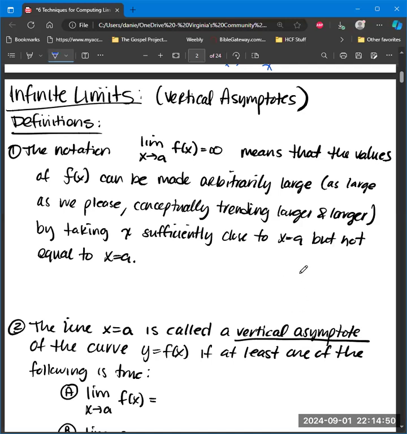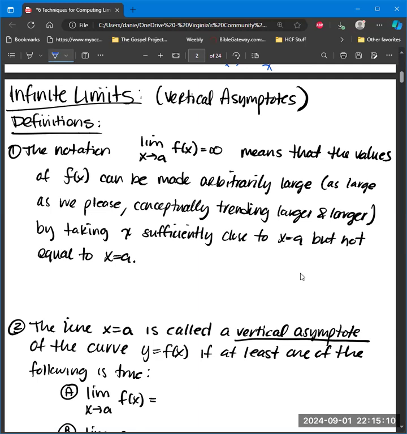So the notation, limit as x approaches a of f of x equals infinity means that the values of f of x can be made arbitrarily large as we please, conceptually trending larger and larger by taking x sufficiently close to x equals a, but not equal to x equals a.